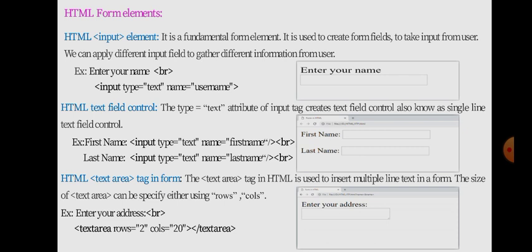Here I am creating a text area box, and the text area box name is enter your address. So the address will be presented in multiple lines. Here I am taking the text area tag. First I need to open the text area. Next I am giving the attribute values, rows is equal to 2 and cols is equal to 20. Next I am closing the text area tag. This is the output for the text area tag.